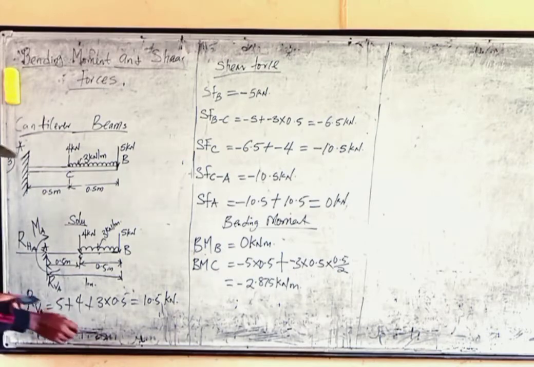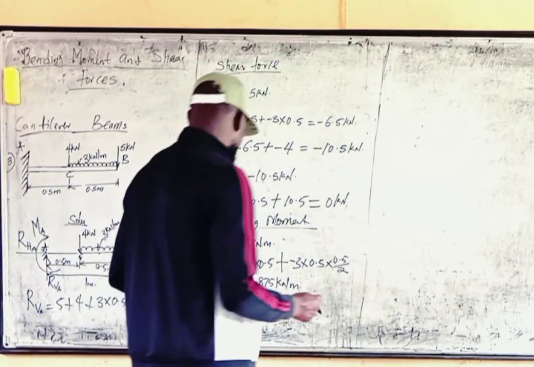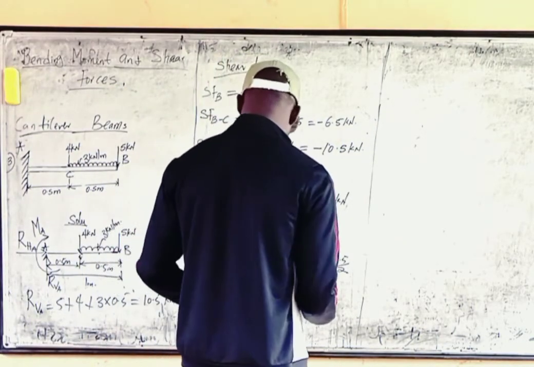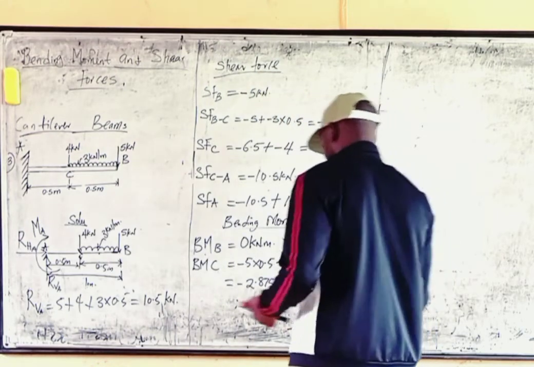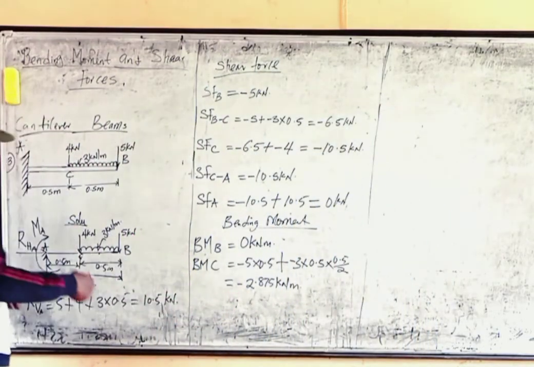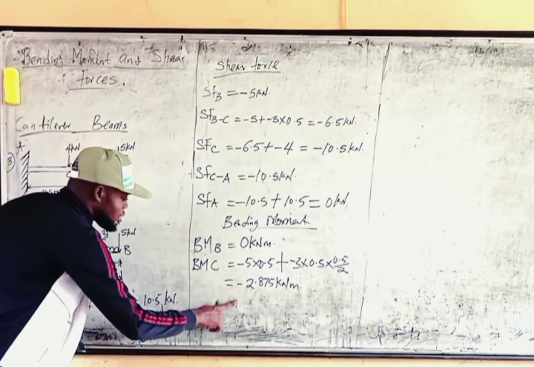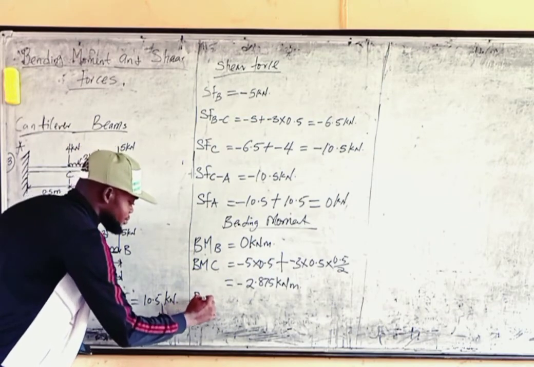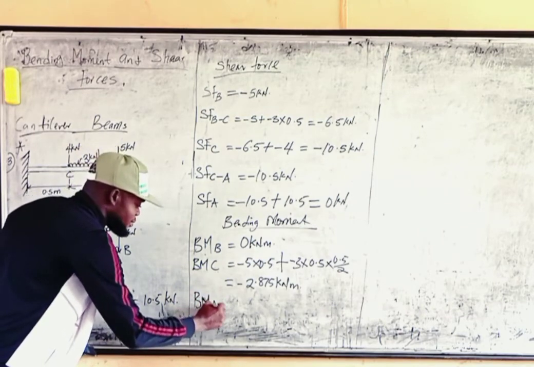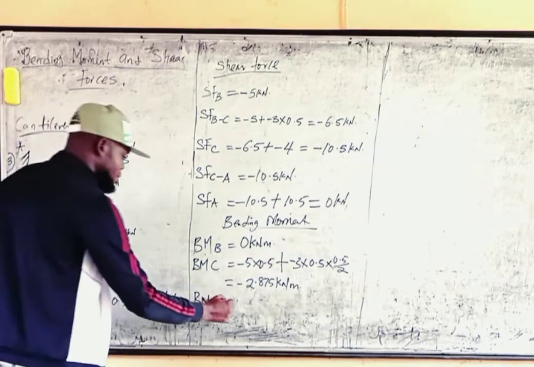So let's calculate the bending moment at point A now, because the bending moment where the shear force is 0 should be maximum. That should tell us whether we are correct or not. At point A, where the shear force was 0, the bending should be maximum at that point. So let's check the bending moment at point A.